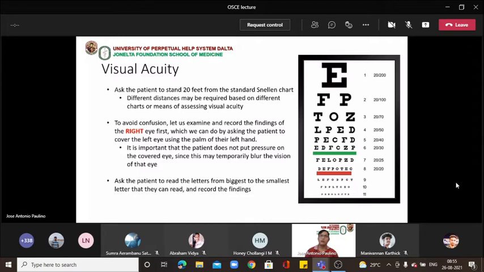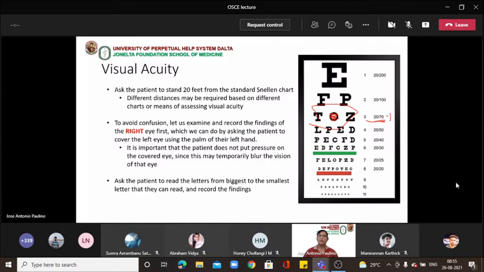The way we record it is based on what they can see. Imagine if the patient can read the letters T, O, Z, that will give us a score of 20 over 70. However, if the patient makes a mistake, if the patient can only see the letters T and Z, we score it 20 over 70 minus 1. So make sure to get the majority line correct.